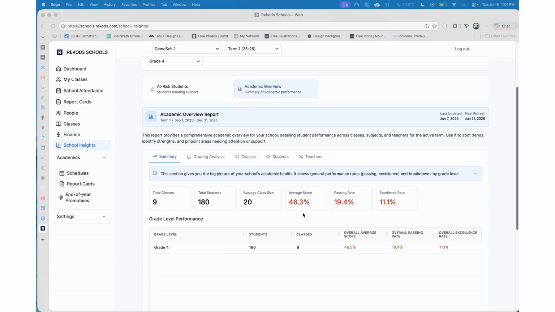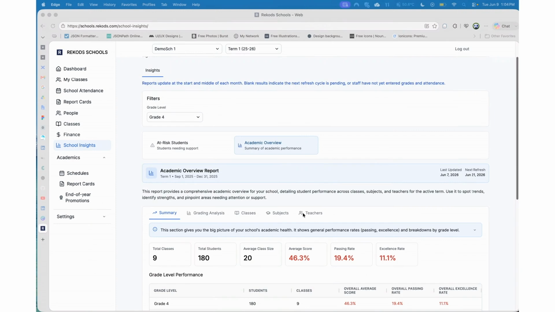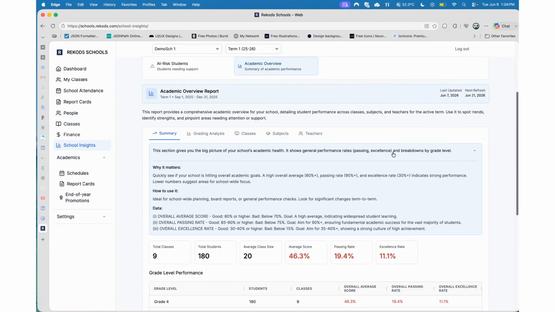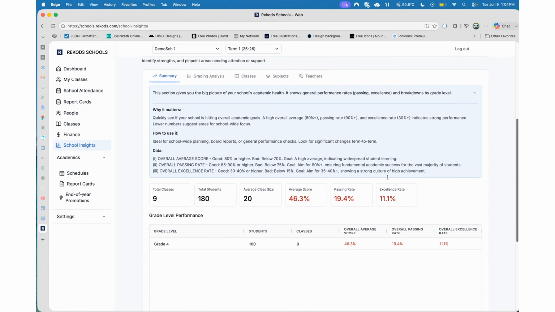One additional thing I'll draw your attention to is that you can expand this collapsible section to see more details about what's being measured in each report and how to interpret it. This is available under all the tabs.